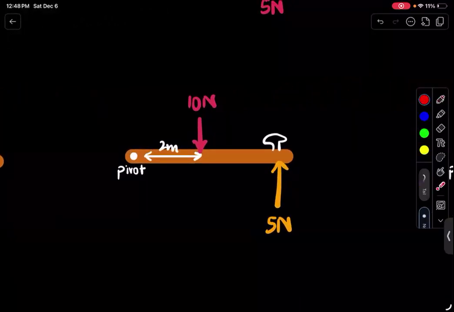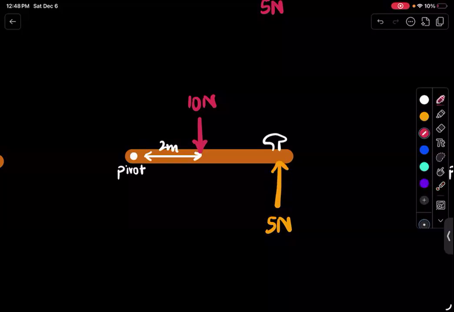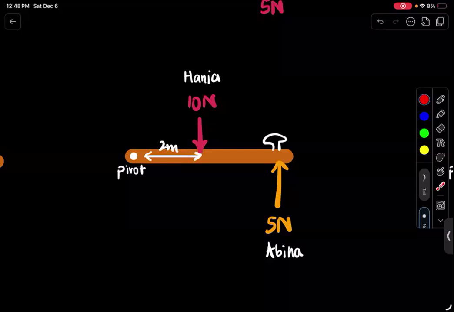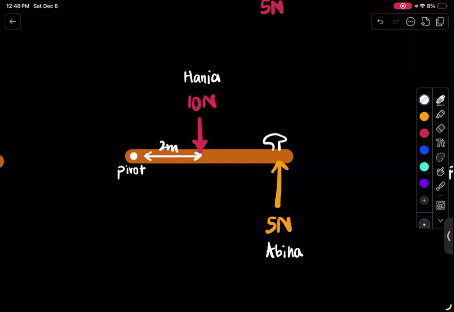Now, let's make a challenge. Let's say this is Hania, and she is trying to push the door from over here, and Abiha is trying to push from over here. Now you see a different force for both of them. Abiha is going to try to open the door from much further away, but Hania is going to try from much closer to the pivot. The question is, which one is going to be successful in making the door turn?